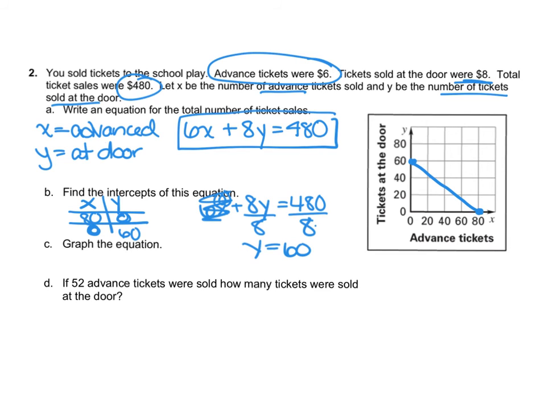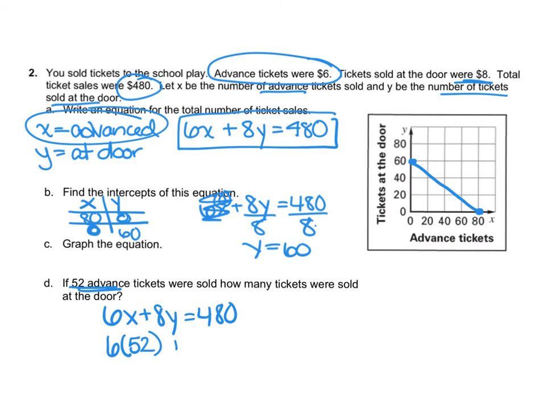All right. So now it says that if 52 tickets were sold, how many tickets were sold at the door? So let's go back up to our original equation. 6x plus 8y is equal to 480. So we're saying 52 advanced tickets. Remember, advanced tickets are the x. That's why it's really important for you to write down those variables so that you do not get those mixed up. So you have 6. For every advanced ticket, you're paying $6, but we have 52 of them.